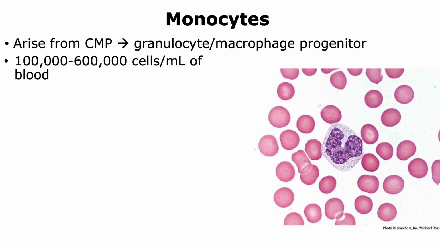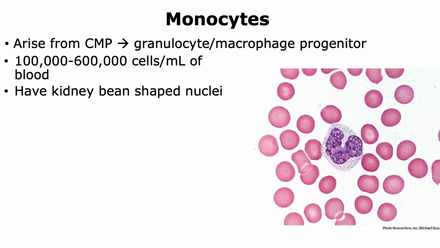Monocytes are leukocytes that also arise from the granulocyte macrophage progenitor. There's about 100,000 to 600,000 monocytes per milliliter of blood. So there's a huge variation in the numbers depending from person to person. Monocytes can be identified by a characteristic kidney bean-shaped nucleus. So this is a little similar to basophils that also have a bean-shaped nucleus, but the main difference is that monocytes do not have granules in their cytoplasm.